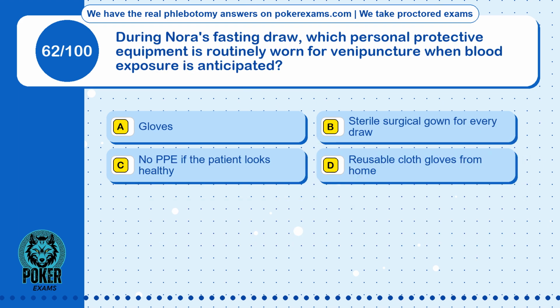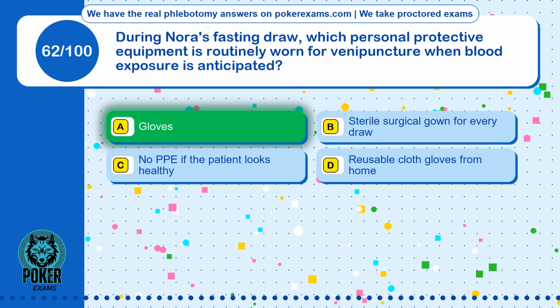Question 62. During Nora's fasting draw, which personal protective equipment is routinely worn for venipuncture when blood exposure is anticipated? Option A, gloves. Option B, sterile surgical gown for every draw. Option C. No PPE if the patient looks healthy. Option D, reusable cloth gloves from home.